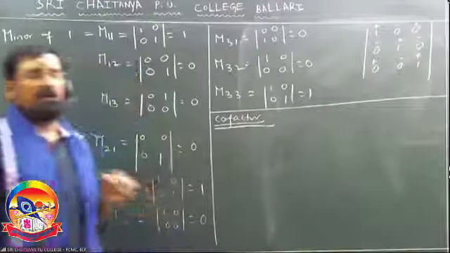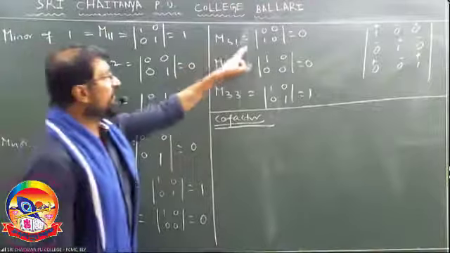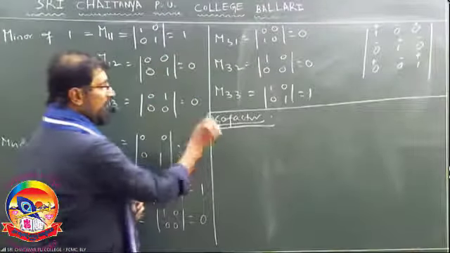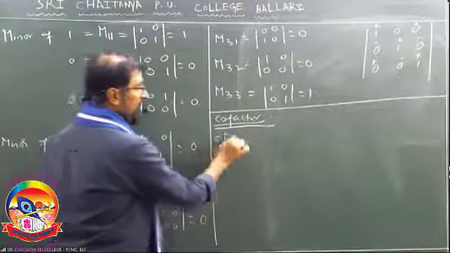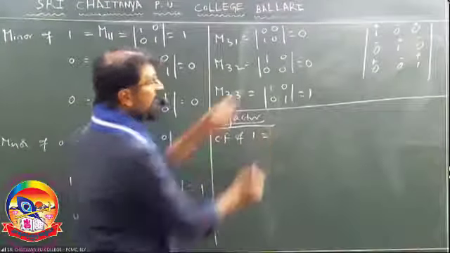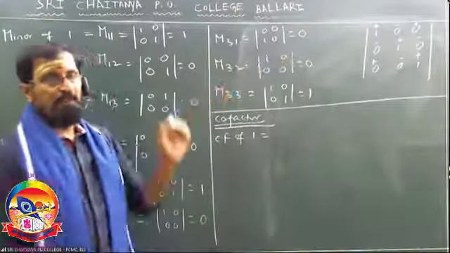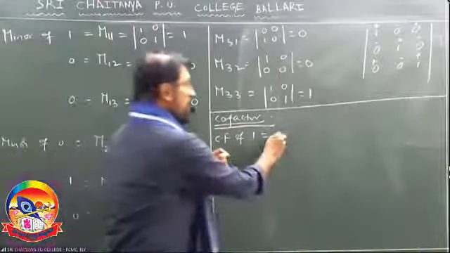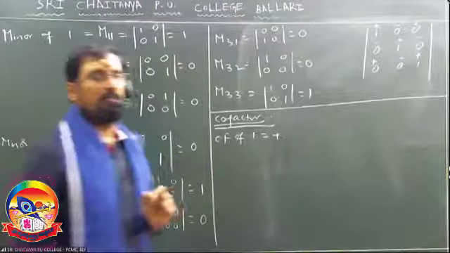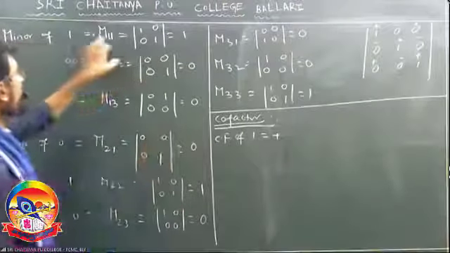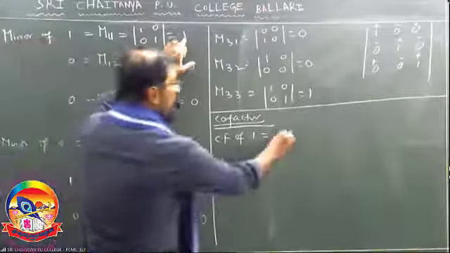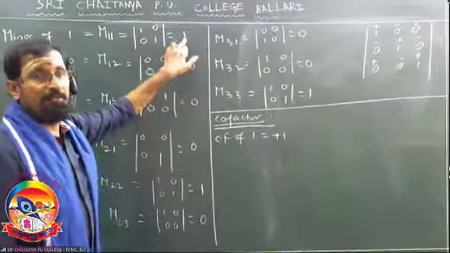Underline it. Cofactor of this first row. Okay, what is the first row element? 1. Observe, I am repeating this one. Cofactor of element 1, which is in the first row. Observe the sign above that 1, which is positive, into minor of this element 1. What is the minor of this element? Okay, I think you understood this.